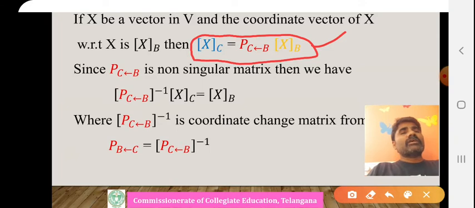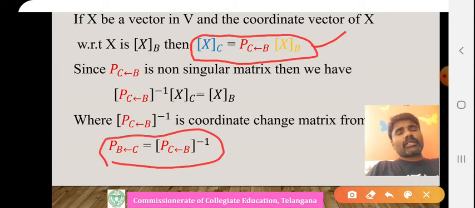This is the relation between the coordinate vector of x with respect to C and with respect to B, where P from B to C whole inverse is nothing but the coordinate change matrix from C to B. The coordinate change matrix from C to B is nothing but the inverse of the coordinate change matrix from B to C. Keep these things in your mind. These are very, very important formulas to find the coordinate vectors of a vector with respect to some basis.